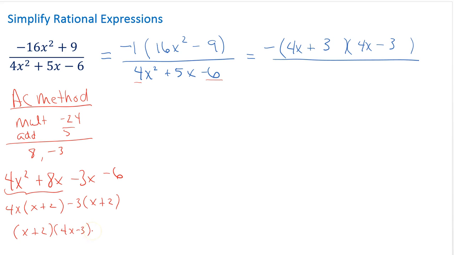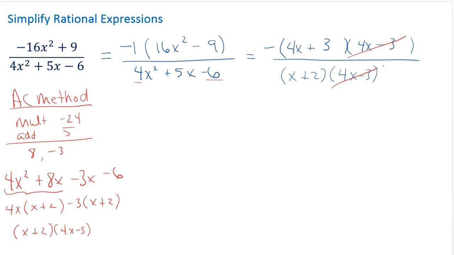Now again, we could get there without the AC method, but it's tried and true. So I'm going to write x plus 2 times 4x minus 3. Now, once you get your numerator and denominator completely factored, then it's time to cancel common factors. So if you will notice, this 4x minus 3 cancels this 4x minus 3.